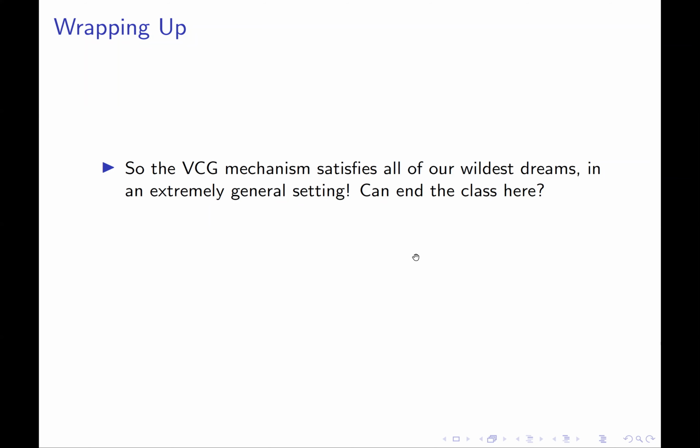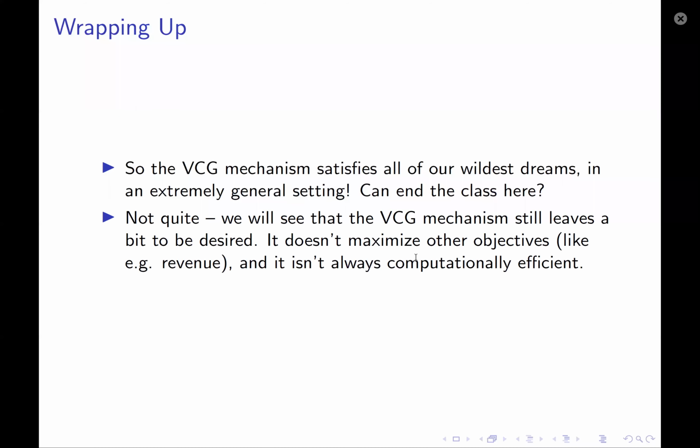you might reasonably ask, can we just end the class here? Is this all there is to know about mechanism design? And it's not a crazy question. I mean, this was a big result, and there's a Nobel Prize in economics that was devoted to this result. But there are still some things that it leaves to be desired.